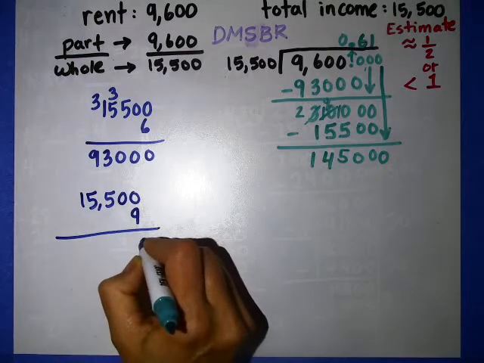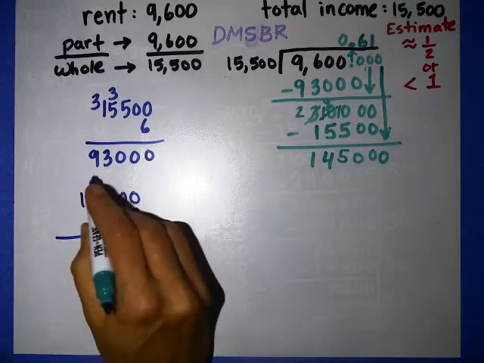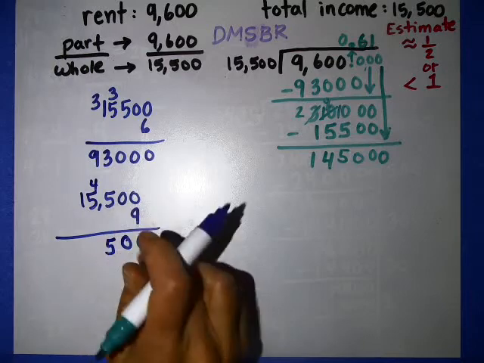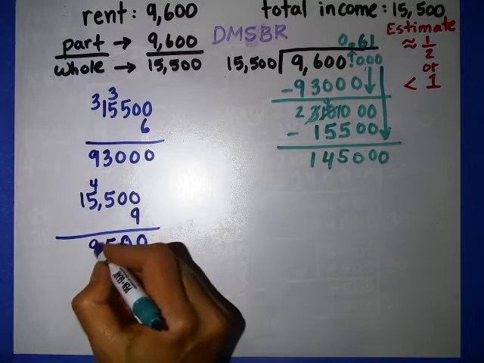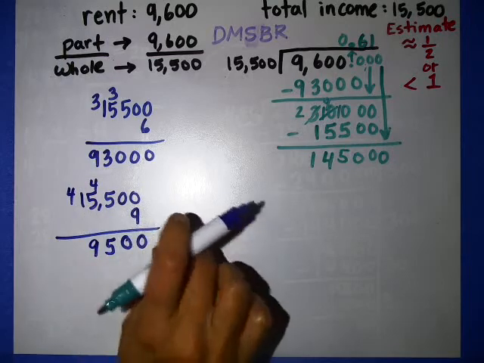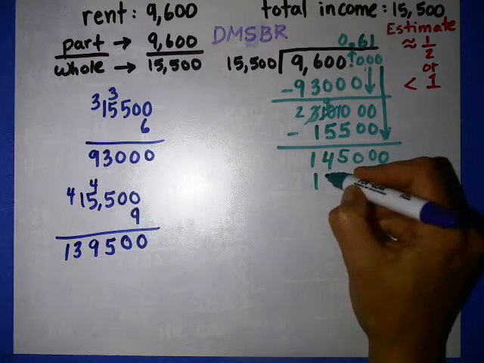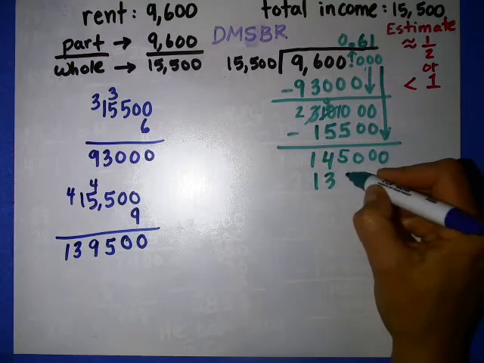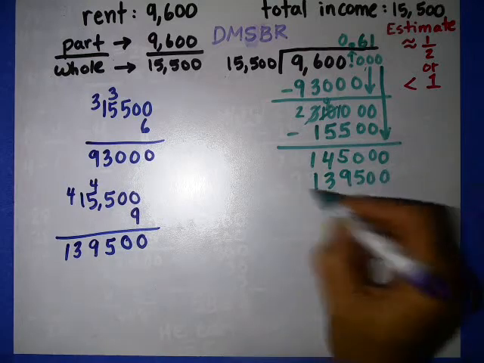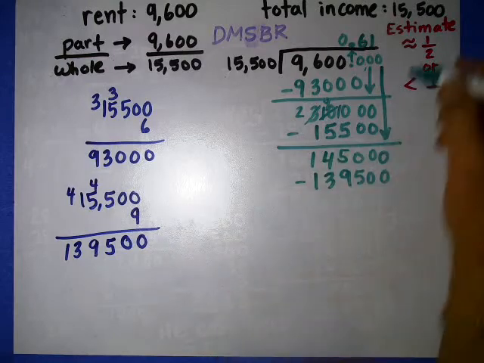0 times 9 is 0. 9 times 0 is 0. 9 times 5 is 45. There's a 4. 9 times 5 is 45. 46, 47, 48, 49. 9 times 1, 9. 10, 11, 12, 13. Alright, so we got 13,500. Subtract. Oh, and I'll write the 9 up here.